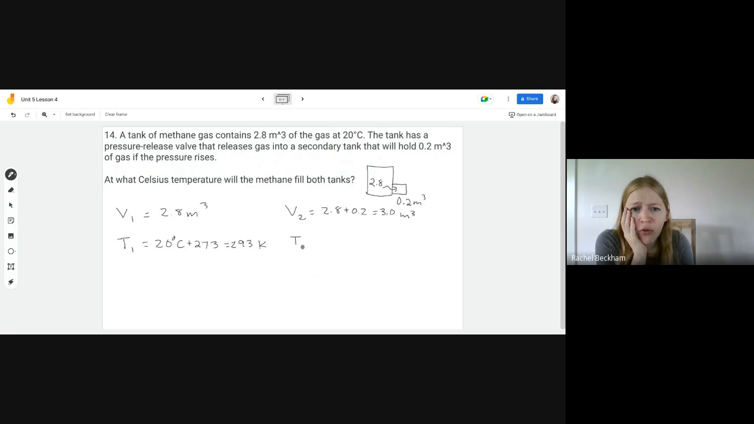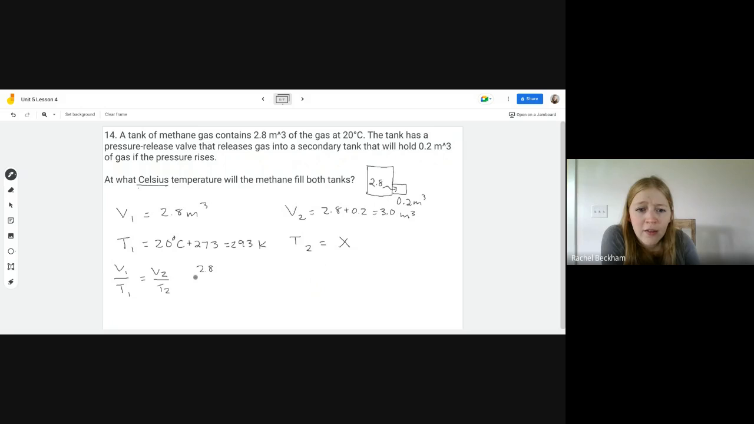At what temperature will the methane fill both tanks? So this is my X, and it says at what Celsius temperature, so we need to later convert it back to Celsius to get our answer. We did an equation between V1, T1, V2, and T2, and that's going to be V1 over T1 equals V2 over T2. So let's go ahead and plug in.